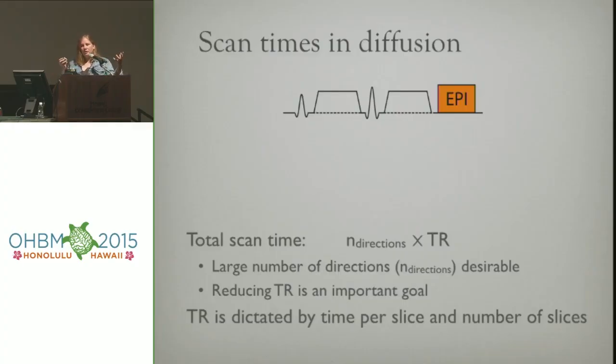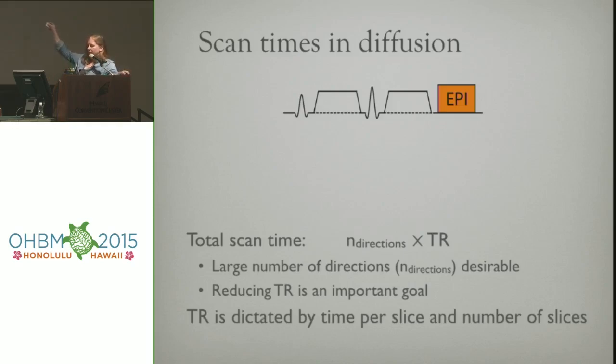So each direction of diffusion weighting corresponds to one whole 3D volume. And so however long it takes to get one 3D volume, then to fill out your scan time, that dictates how many directions you can get. And so a really important goal is trying to keep that TR, the repetition time, which in this case refers to the time it takes to get a whole volume, as short as possible without degrading the quality of the data as a result.